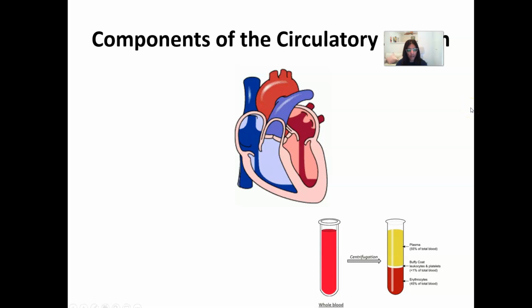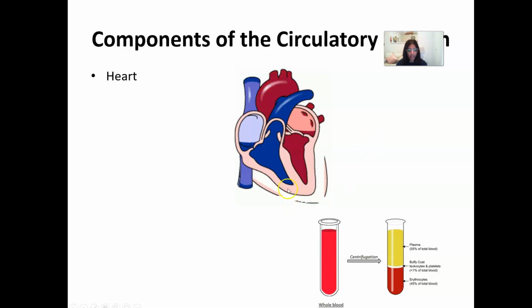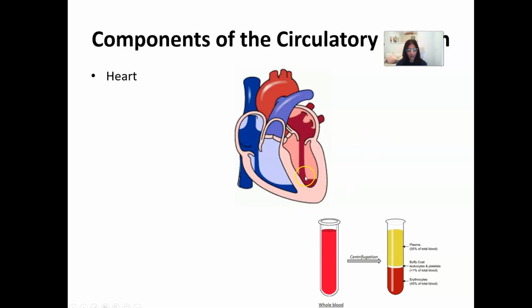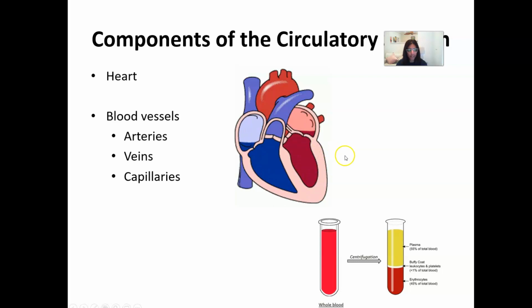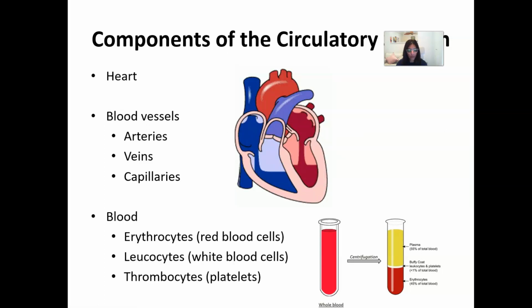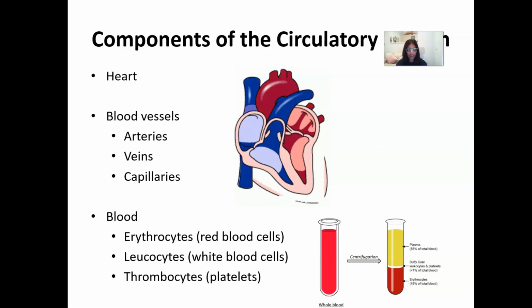Alright, so we're going to be looking at the components of the circulatory system to start with. First of all, obviously we have the heart, and you'll notice here that we have coloured in one side blue and one side red, and of course that is to denote deoxygenated blood on this side and oxygenated blood on this side. We also have blood vessels that connect the heart to the rest of the body. And of course, flowing through all of that is the blood. And just as a reminder, blood is made up of erythrocytes, leukocytes, thrombocytes, and plasma.